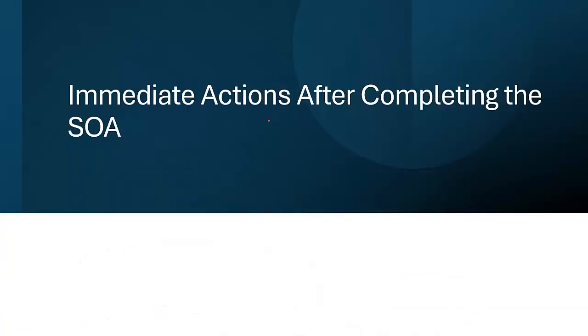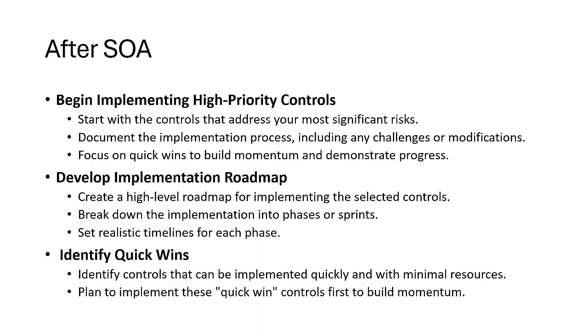So after doing a SOA, what is the next thing? Once you complete the SOA, we start with the controls that address risk, because documenting is one thing and execution is another. Both are different. So we develop the roadmap and we identify quick wins. What does quick win mean? The controls which can be implemented with minimal resources, we implement those first because that saves time and a lot of effort. That's the most important part we have.